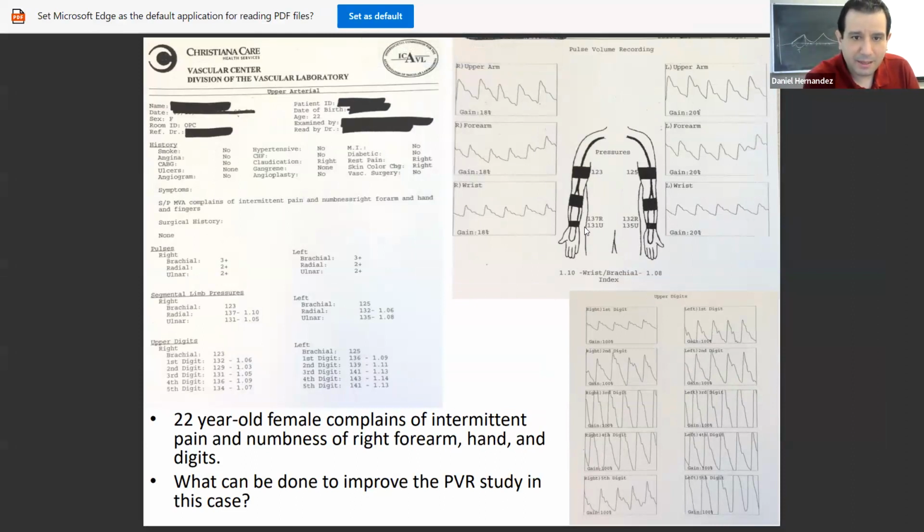So let me see. Status post motor vehicle accident, complains of intermittent pain and numbness in the forearm, hand and fingers. All the pulses were graded high, either 2 or 3 plus. All the pressures appear normal. Brachials are the same. Radial, ulnar, everything looks normal with the pressures. The waveforms all look normal. So this looks like a normal study.